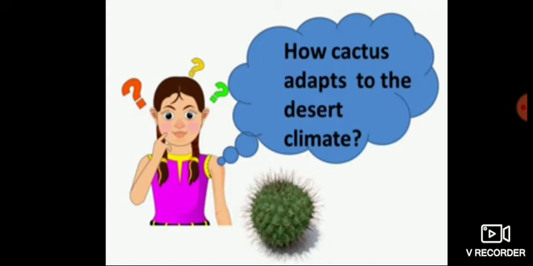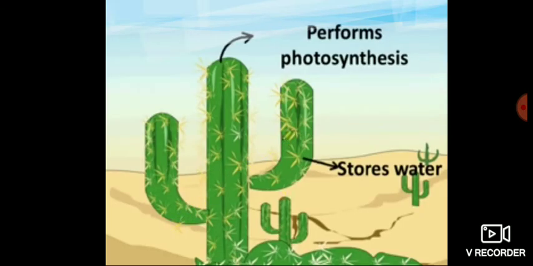So, how does cactus adapt to the desert climate? Because you know beta, cactus lives in the desert. So you can see here the picture of cactus. Cactus performs photosynthesis and stores water. The stem is leaf-shaped, fleshy and green. Such a stem manufactures food for the plant in the absence of leaves.